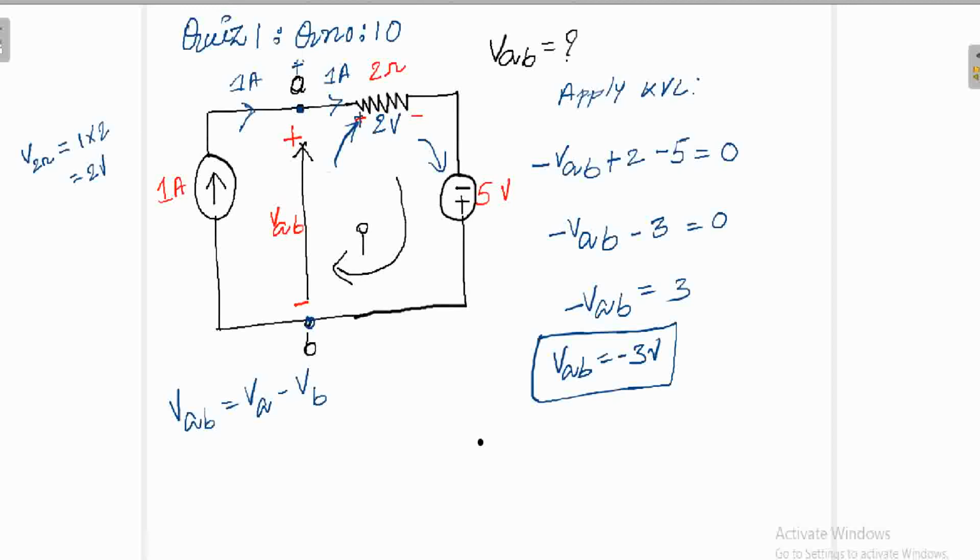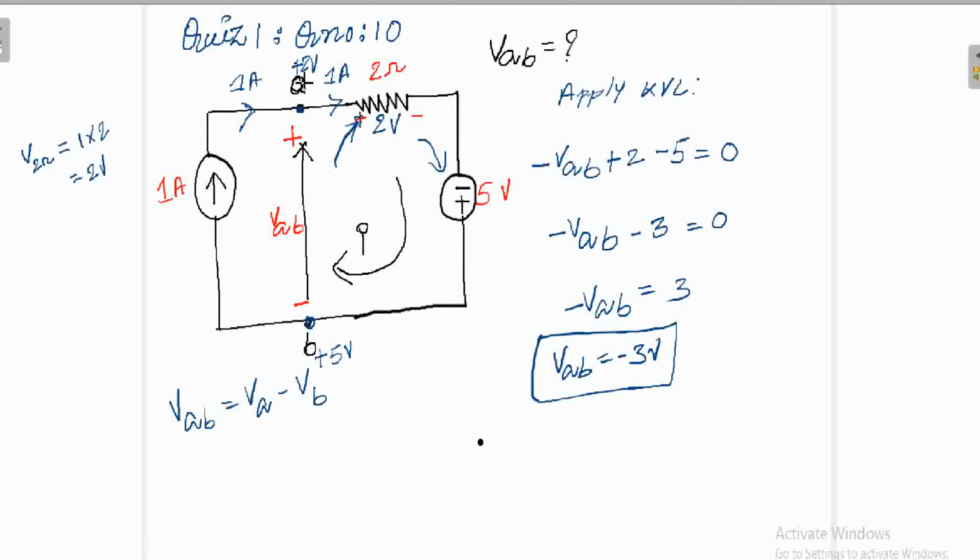At point A, the potential becomes 2 volts. Similarly, the positive terminal of this 5 volts is connected to point B. Between B and 5 volts, there is no element, so there is no voltage drop. The same positive 5 volts appears at B.